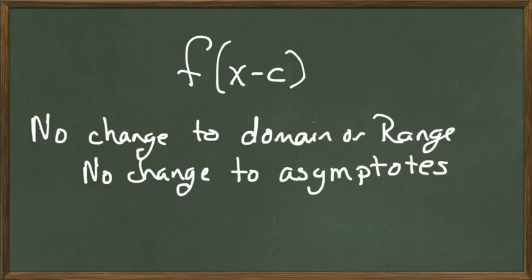So when you're changing the exponent, there's no change to the domain or range and no change to the asymptote. The shift, remember, is going to behave opposite. And so if it's a minus, it's going to become a plus. And so we'll go right 3 if it was subtracted.